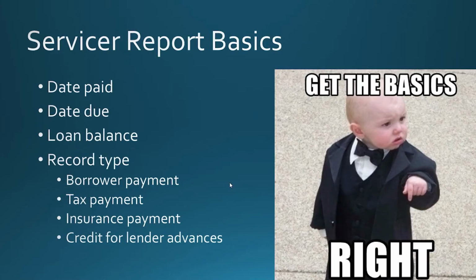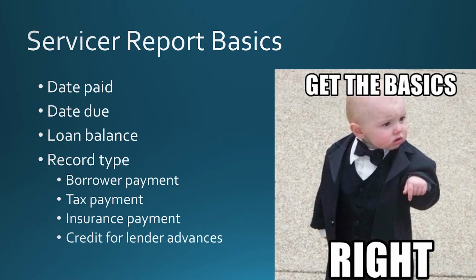So some of the basics that we want to get right before we get started are some of the main things we're looking for. On the report, you'll see a number of rows and line items that could be payments that have come in from the borrower, payments that may have gone out from the loan servicer, say for taxes or insurance. In all of these, it's going to show the actual date that that transaction occurred, or the date paid. In addition to that, when the borrower makes payments, it's going to show a date due.